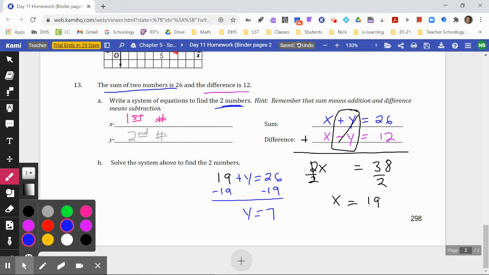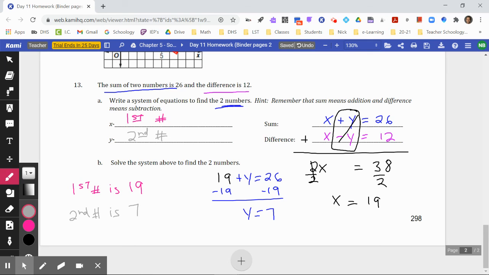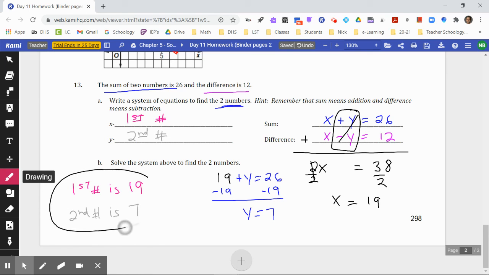All right, so again, my answer is not going to be 19 comma 7, because I have defined variables. I have to put my answer with some context here. So I'm going to say my first number is 19, because that was my x. I'm going to say my second number is 7. And again, you can always double check. 19 plus 7 is 26. 19 minus 7 is 12. So we know that we have the right answer here.